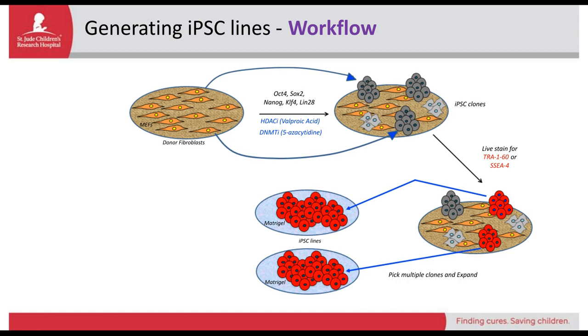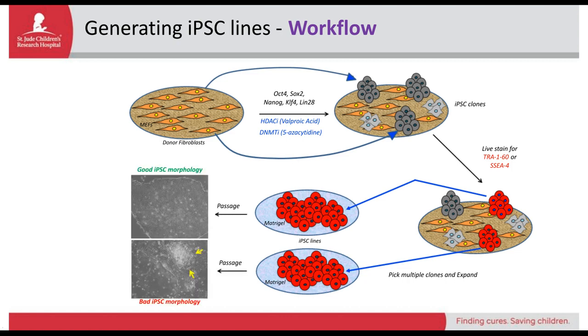Once these clones are expanded, we know that they express pluripotency markers, but oftentimes the clones may not be able to sustain their pluripotency, so they need to be passaged a few more times to ensure that they're able to sustain the pluripotency. At the end of this process, if you have a good iPS line, it will have a good morphology, tightly packed colonies, no differentiation. A bad iPS line will have tightly packed iPS colonies, but will be surrounded by a lot of spontaneously differentiating cells. And those clones can be discarded.